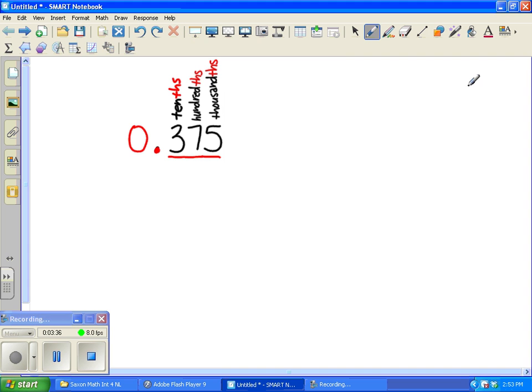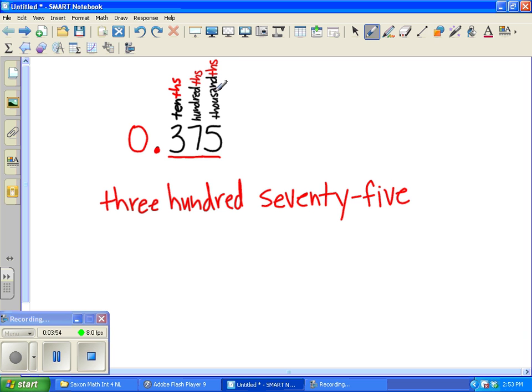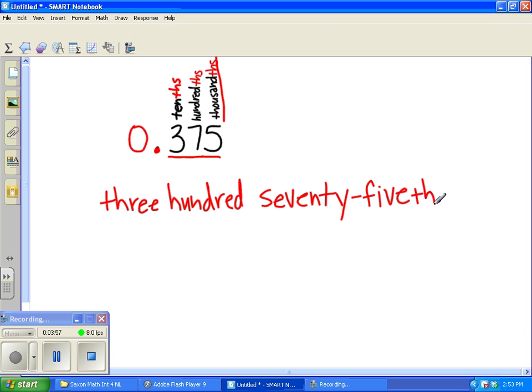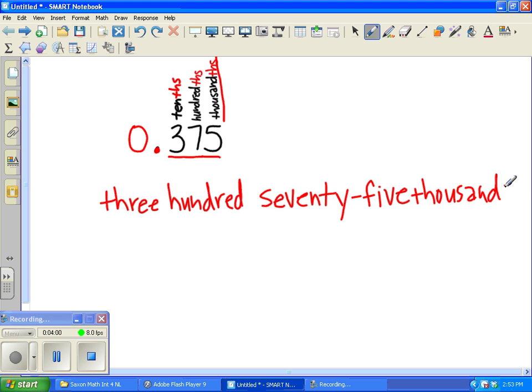Okay. Now it asks us to also write that out in words. So we have to write 375, seventy-five, and then I add the word thousandths. Okay? And you don't even have to say 0 and, okay? Now, if this were a significant number other than 0, we would say, for example, 1 and 375 thousandths. But since it's 0, you don't even have to say it.